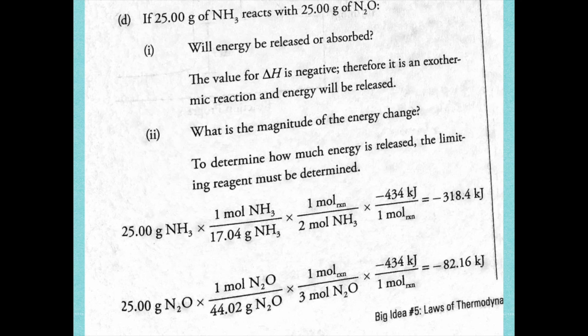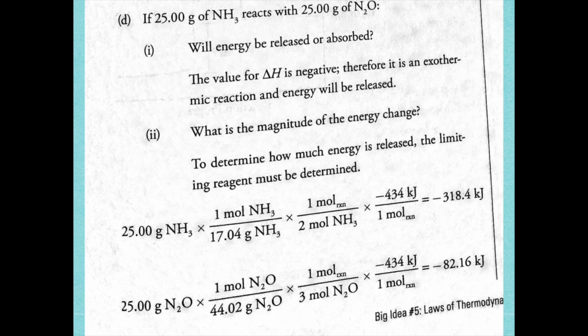In D, it says if 25 grams of NH3 reacts with 25 grams of N2O, will energy be released or will it be absorbed? Well, since your delta H is negative, we know this is an exothermic reaction, therefore energy is going to be released. It then wants to know the magnitude of the energy. Well, here's the problem. It gives me 2 different reactant values, the amounts of my 2 reactants. So I have to figure out how many moles I have and therefore then be able to use my enthalpy.